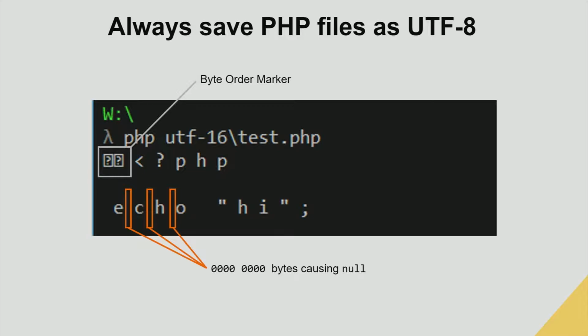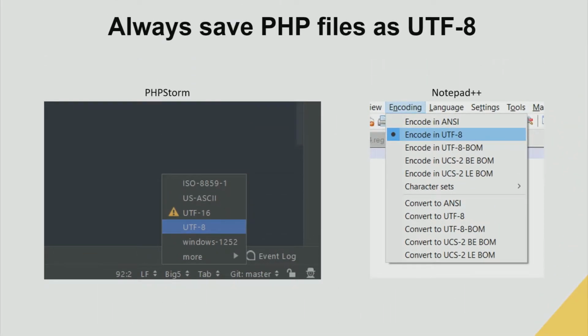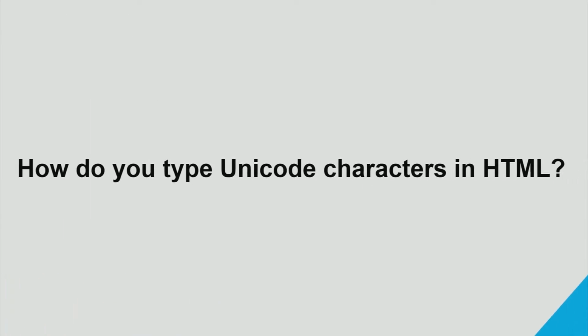In UTF-8 this is a null character, so it's just not going to work. So sometimes if you have a script like this, you probably have UTF-32 or 16, which is unfortunate. So change them back to UTF-8 like this. The other thing is, how do you write Unicode characters in HTML?